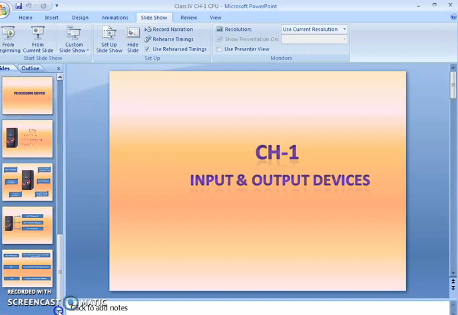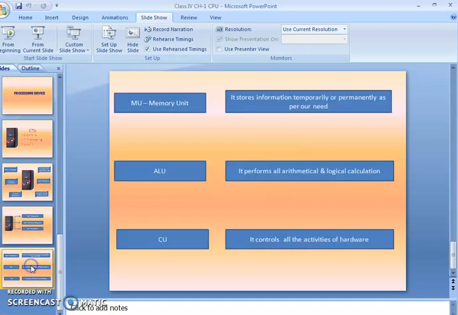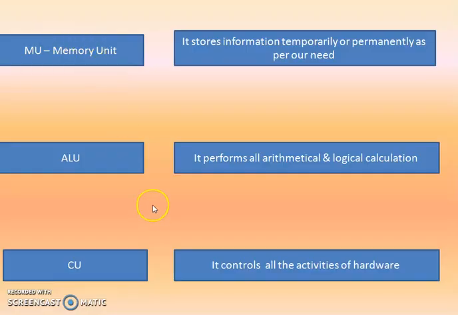Now it is the CU, meaning control unit. The control unit is the main device that controls all kinds of flow of data. Control means it controls all parts of the computer, hardware or software, whatever is connected. All that work is controlled by the CU.